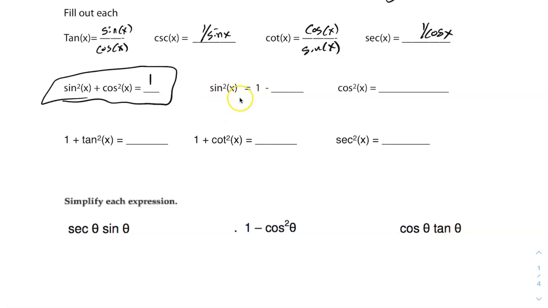So if the next one only has sine by itself, so if we only solve for sine squared, we would subtract cosine squared from both sides, and you get 1 minus cosine squared. Almost as important as sine squared plus cosine squared equals 1. And then same thing here. Likewise, if I just have cosine squared by itself, how do I get that? Well, I subtract sine squared from both sides, and I get 1 minus sine squared. So there we go. Again, these should be review.